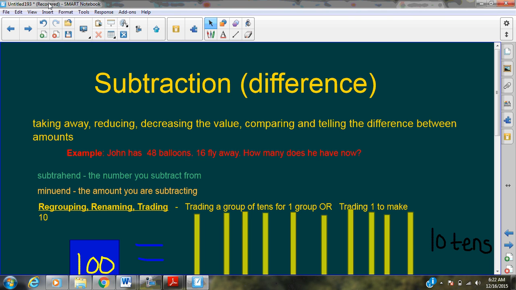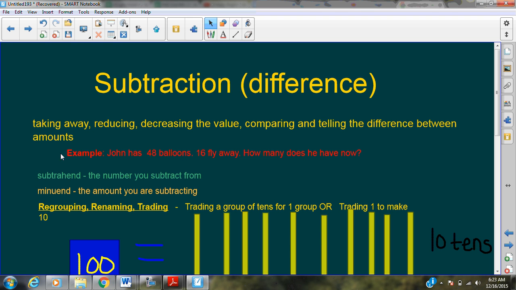Subtraction. Subtraction is finding the difference between two numbers. So the answer you get when you subtract is called the difference. Subtraction could mean taking away, reducing, decreasing the value, comparing and telling the difference between amounts. Whatever happens with subtraction, usually you end up with a smaller amount in the end.